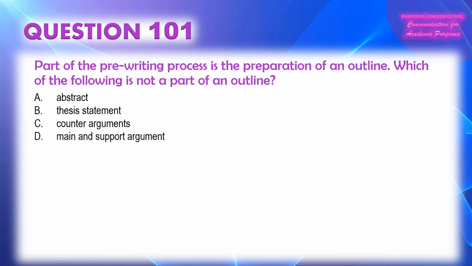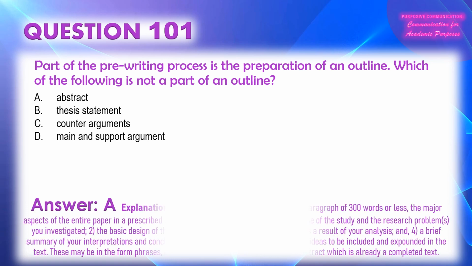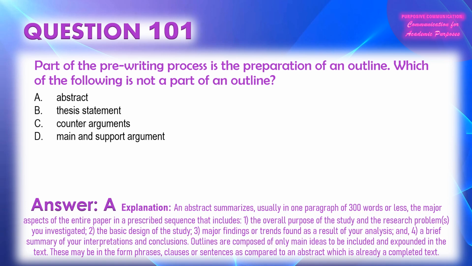Question 101. Part of the pre-writing process is the preparation of an outline. Which of the following is not a part of an outline? Answer A. Abstract. An abstract summarizes, usually in one paragraph of 300 words or less, the major aspects of the entire paper in a prescribed sequence that includes: 1. The overall purpose of the study and the research problems you investigated, 2. The basic design of the study, 3. Major findings or trends found as a result of your analysis, and 4. A brief summary of your interpretations and conclusions.